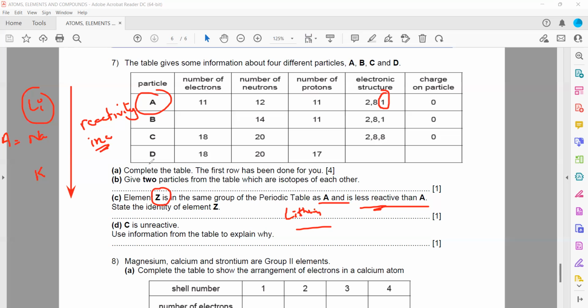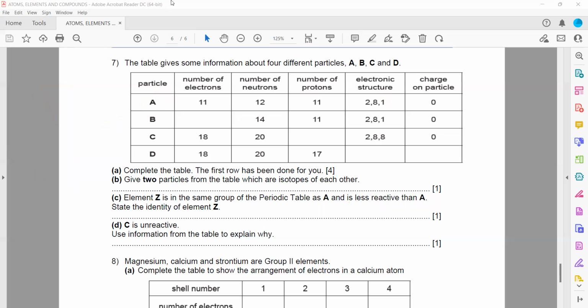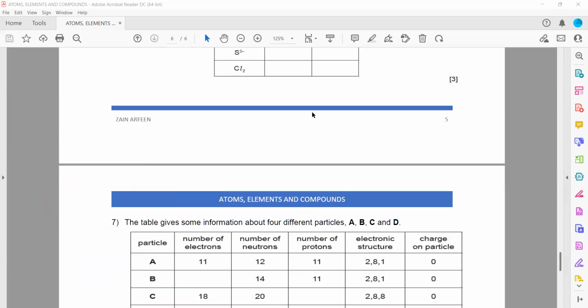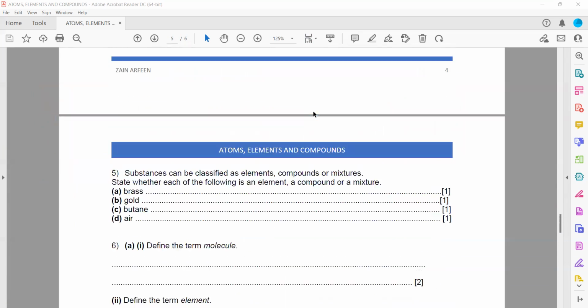Clear about this? Yeah, I got it. Okay. So the idea is that for group 1, as we go down, the reactivity increases. So element Z is less reactive than A, so it should be above.